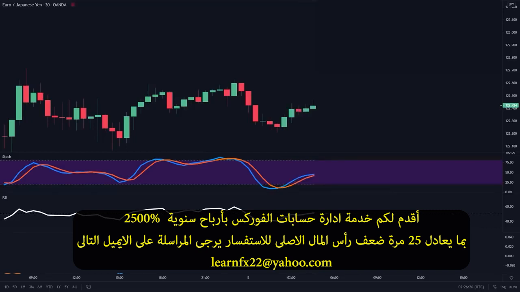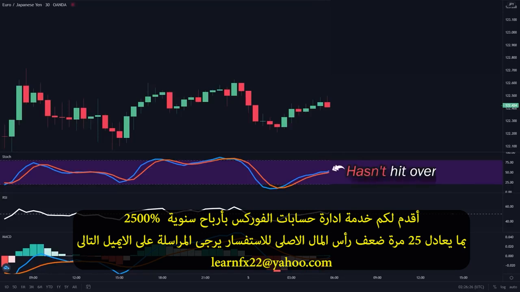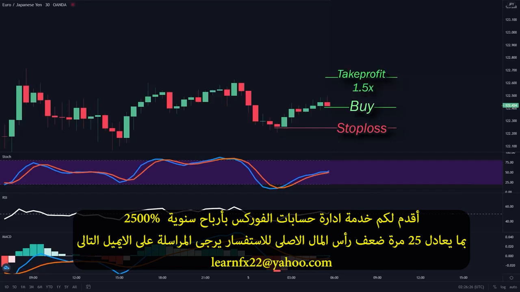The next step is you want to use the MACD to further confirm the upwards momentum by waiting for the MACD line to cross above the signal line. And you still need to make sure that both of the stochastic lines still haven't hit overbought yet. Once all the rules are met, you take a buy position. Now for your stop loss, you place it below the nearest swing low and set your profit target at 1.5 times your stop loss. Let's look at another example.